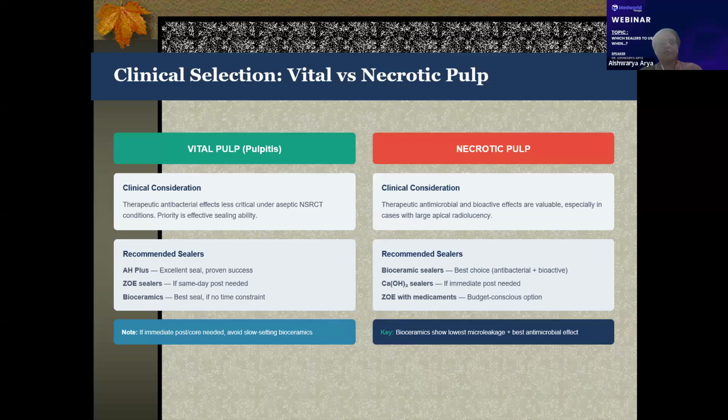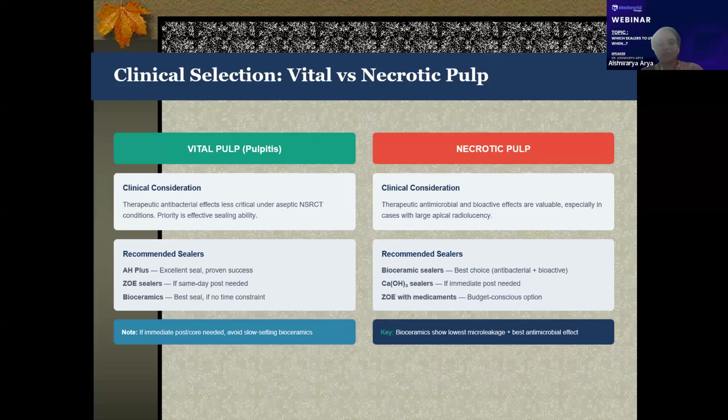Now, in the case of vital pulp and necrotic pulp, when it comes to vital pulp, the clinical consideration here is that we have to have an aseptic environment, and your priority has to be the sealing ability. So the recommended sealers for pulpitis cases will be AH Plus sealers. We have zinc oxide sealers, and of course, the best seal is provided by bioceramic sealers. Okay. Coming to necrotic conditions.